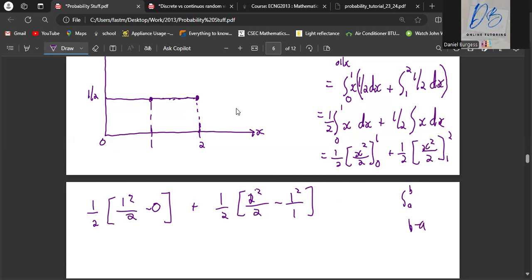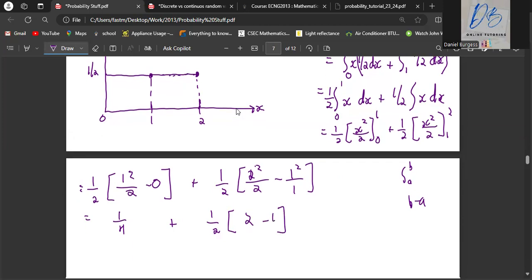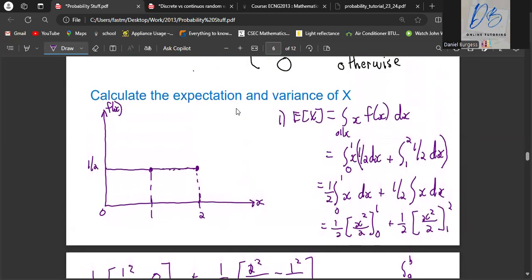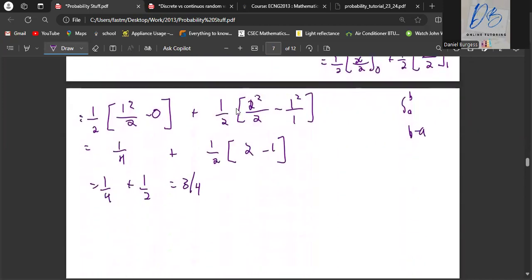So that's added here. So then this would be a half by a half, which is a quarter, plus, so it will be a half. 2 squared is 4. 4 divided by 2 is 2. And minus 1. So you end up with a quarter plus a half, which is 3/4. Right? Then that will be the expectation.